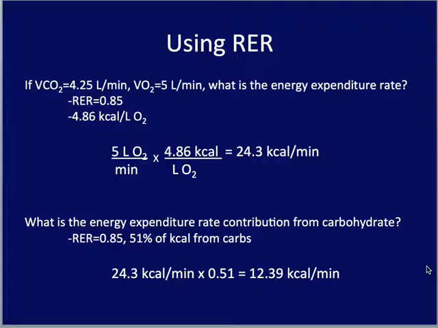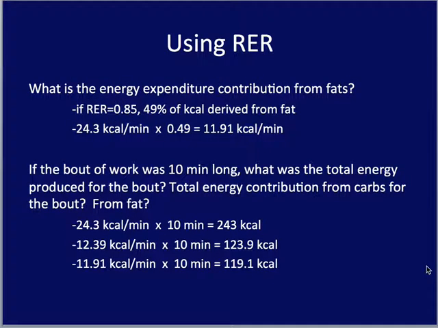All right, so 51% coming from carbohydrates. So we take 24.3 kilocalories per minute and multiply that by 51% or 0.51, and we get about 12.4 kilocalories per minute, or 12.39 to be precise. Okay.